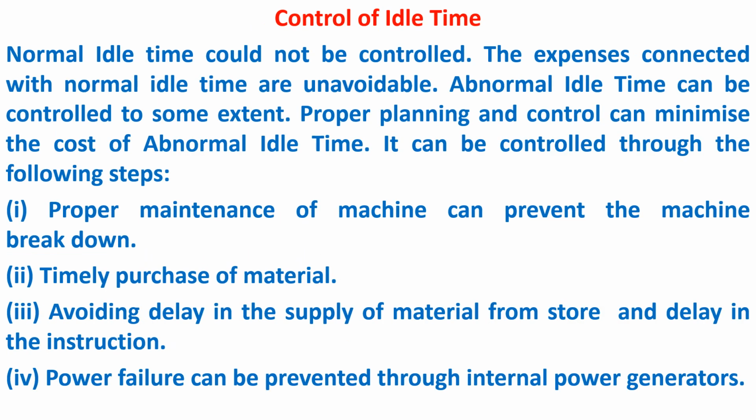Control of idle time. Normal idle time could not be controlled. The expenses connected with normal idle time are unavoidable. Abnormal idle time can be controlled to some extent. Proper planning and control can minimize the cost of abnormal idle time. It can be controlled through the following steps. 1. Proper maintenance of machine can prevent the machine breakdown. 2. Timely purchase of material. 3. Avoiding delay in the supply of material from store and delay in the instruction. 4. Power failure can be prevented through internal power generators.